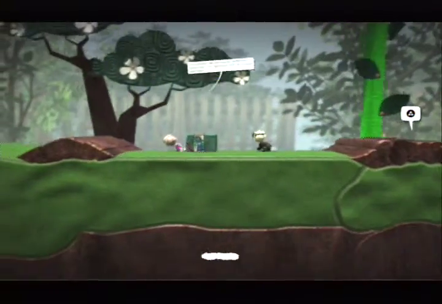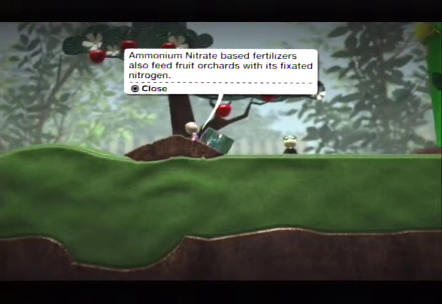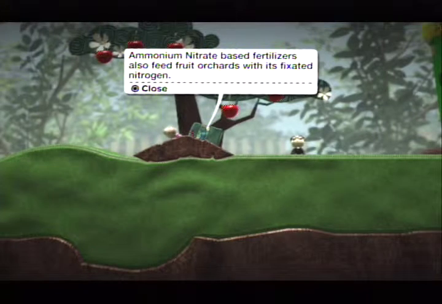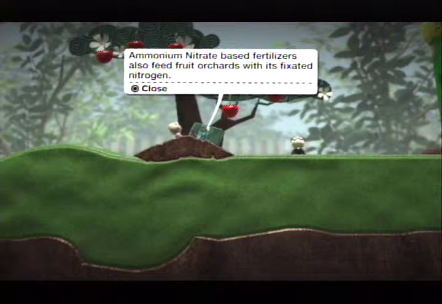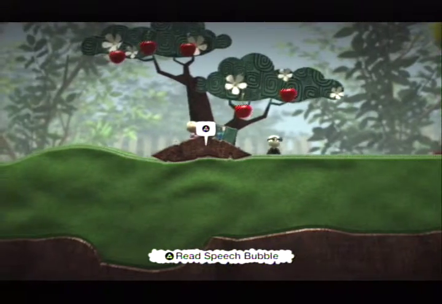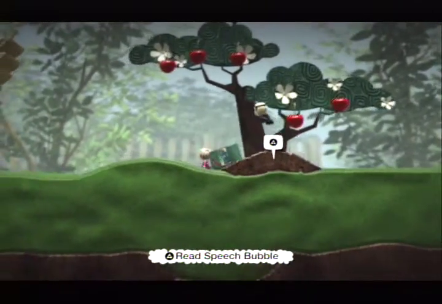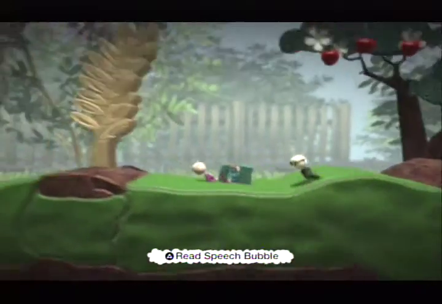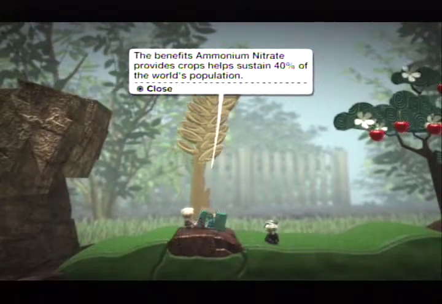So another use here for ammonium nitrate, another crop, is on fruit trees. And as you just saw there, you brought the fertilizer over, and our blossoms turn to cherries. Tasty cherries. And so again, fixed nitrogen is important, which is why it's so effective as fertilizer.